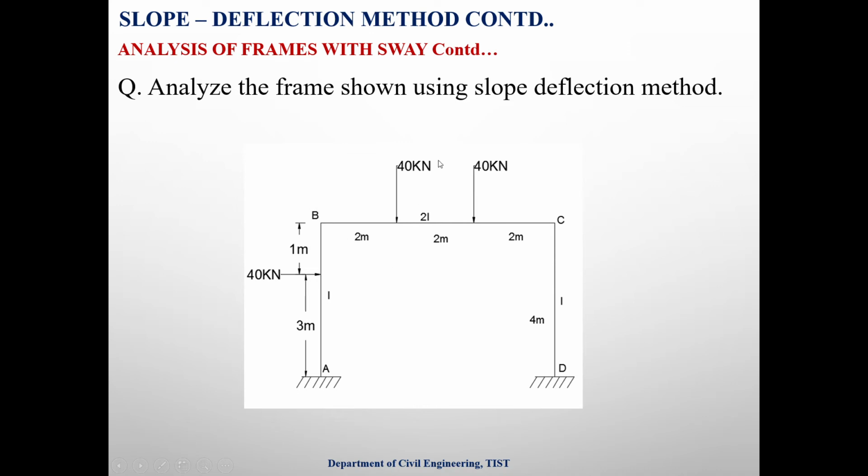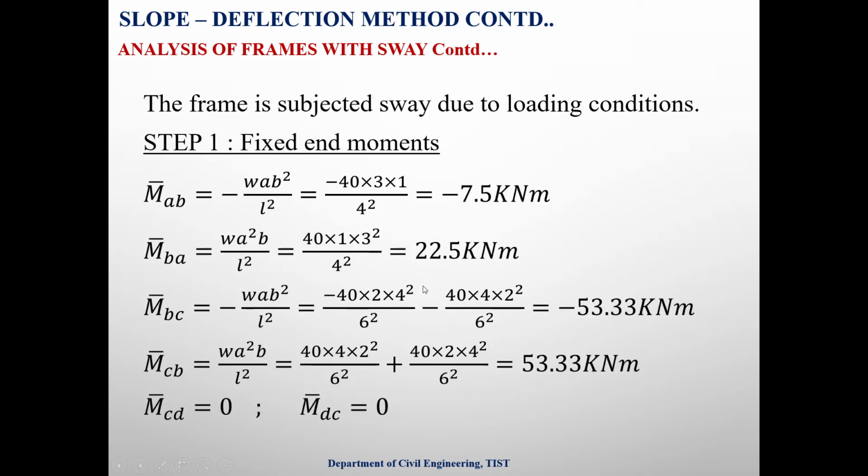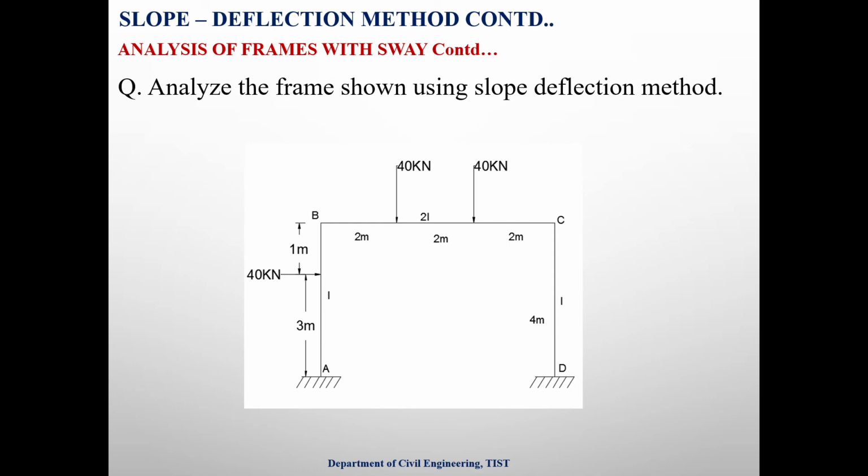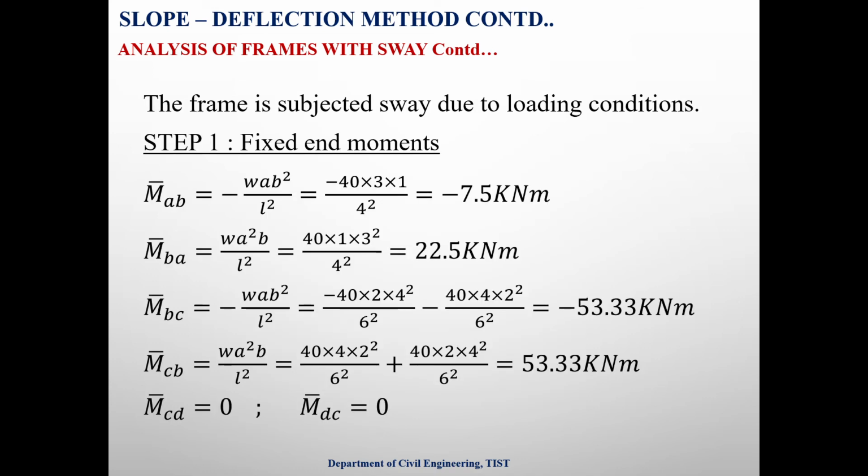M bar BC, since it is a combination of loads, firstly consider this 40 kilonewton, then minus WAB square by L square. In that, A is equal to 2 meter and B is equal to 4 meter. Then consider this other 40 kilonewton. There is also minus WAB square by L square. In that case, A is equal to 4 and B is equal to 2. Therefore, the equation will be like this: the first case A is equal to 2, B is equal to 4, and the second case A is equal to 4 and B is equal to 2. And similarly M bar CB. Since there is no load in CD, M bar CD and M bar DC are equal to 0.